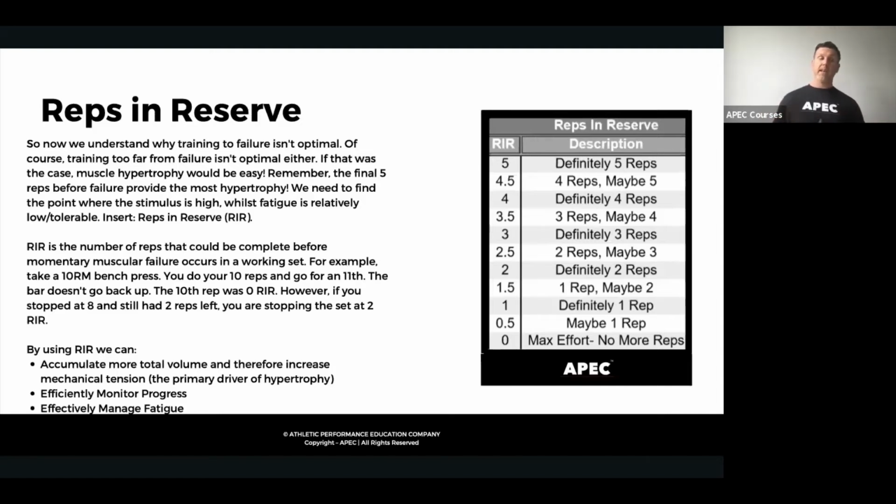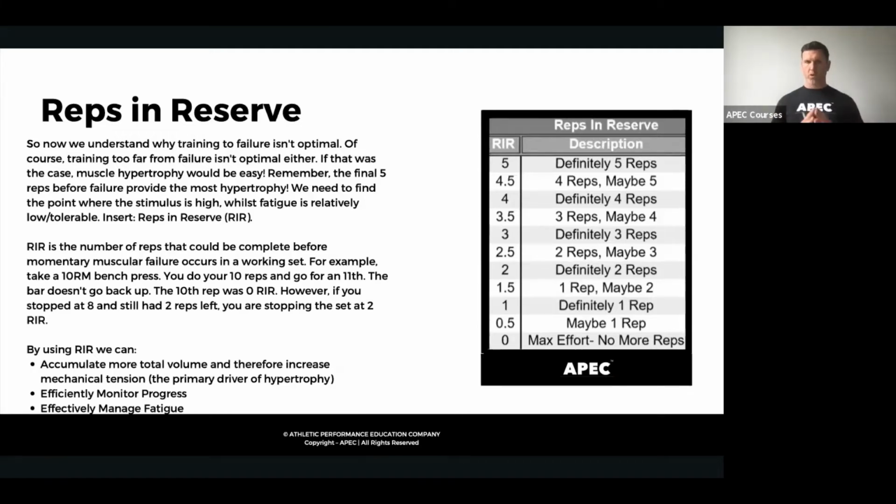For example, take a 10 repetition bench press. You do your 10 reps and you go for the 11th rep. The bar doesn't come back up on the 11th rep. That would mean the 10th rep was 0 reps in reserve. So when you got to 10, you had 0 reps in reserve. However, if you stopped at 8 and you still had 2 reps left in the tank, you are stopping the set at 2 reps in reserve. So I hope that makes sense to everyone.